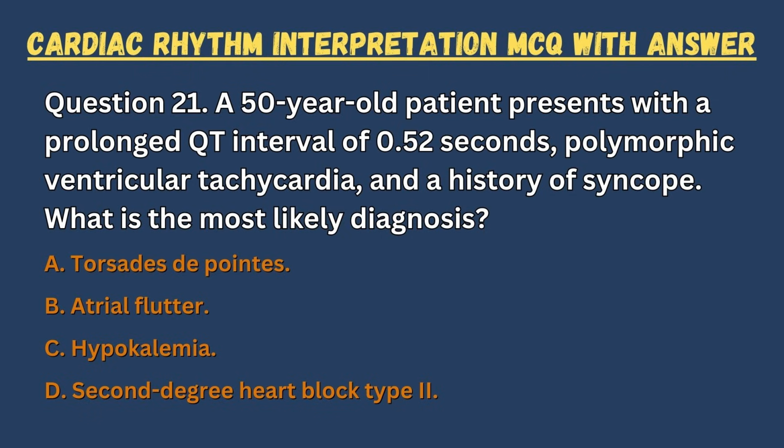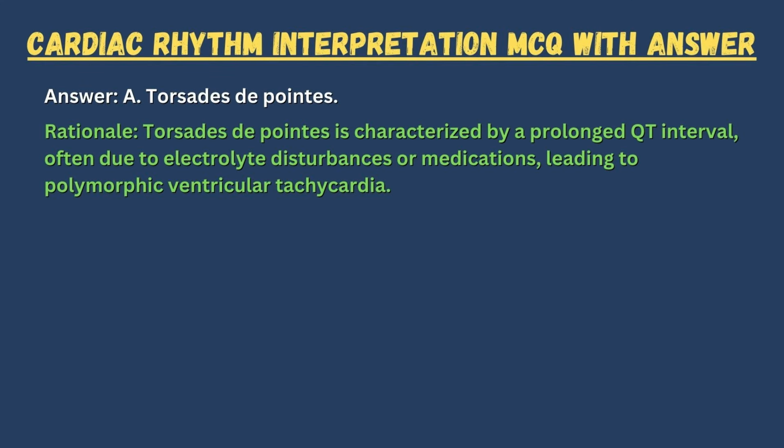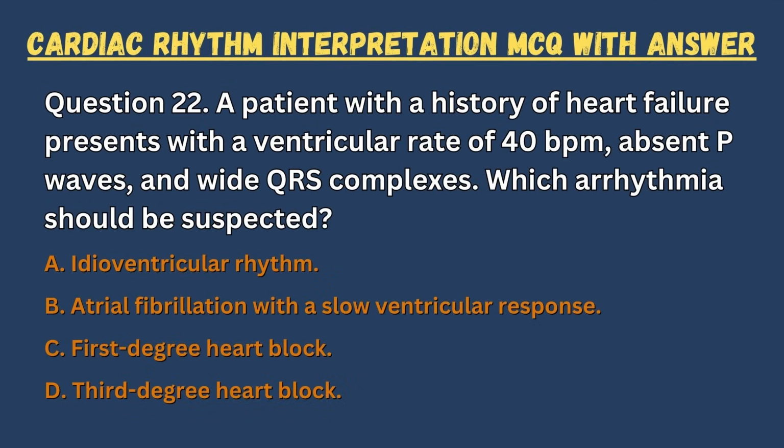Question 21. A 50-year-old patient presents with a prolonged QT interval of 0.52 seconds, polymorphic ventricular tachycardia, and a history of syncope. What is the most likely diagnosis? A. Torsade de pointes. B. Atrial flutter. C. Hypokalemia. D. Second-degree heart block type 2. Answer: A. Torsade de pointes. Rationale: torsades de pointes is characterized by a prolonged QT interval, often due to electrolyte disturbances or medications, leading to polymorphic ventricular tachycardia.